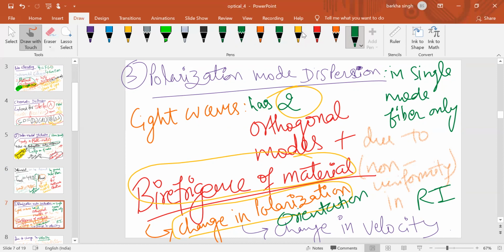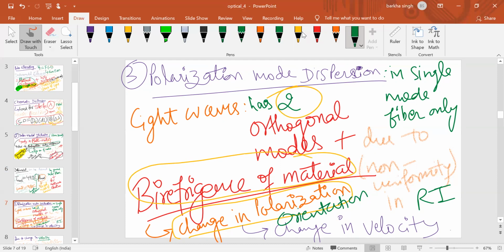Of polarized mode. So we can say polarization mode dispersion has a serious effect on the links working above 10 Gbps. It's a point to be noted. And the polarization mode dispersion is not a fixed quantity and it varies with wavelength and time.